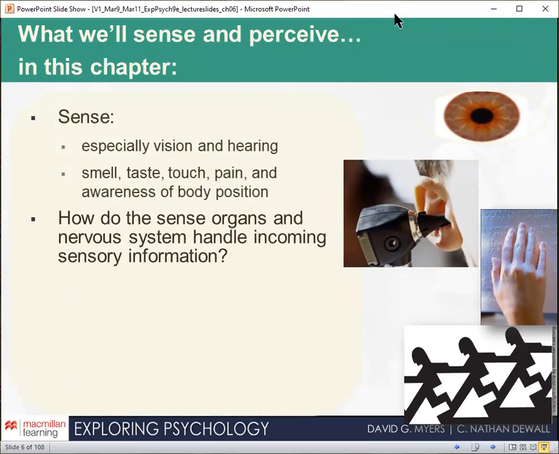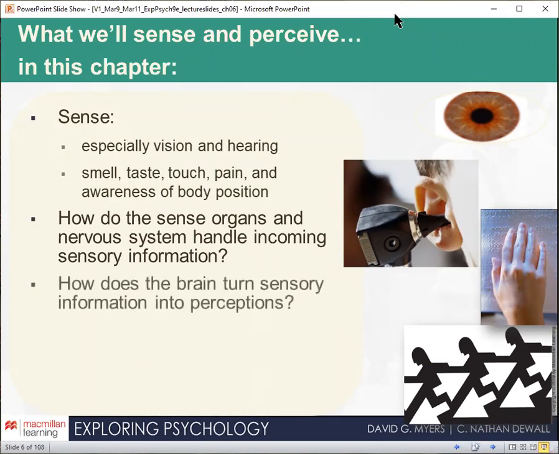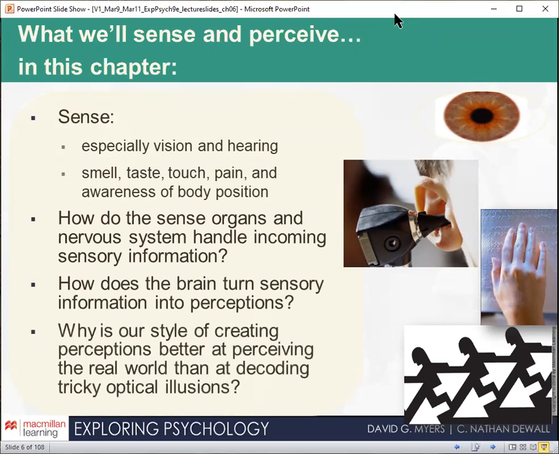How do the sense organs and nervous system handle incoming sensory information? How does the brain turn sensory information into perceptions? Why is our style of creating perceptions better at perceiving the real world than at decoding tricky optical illusions? And we'll be looking at a few of those optical illusions as we go through this material.